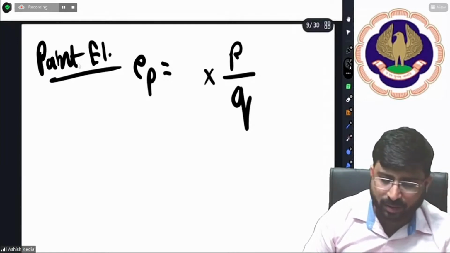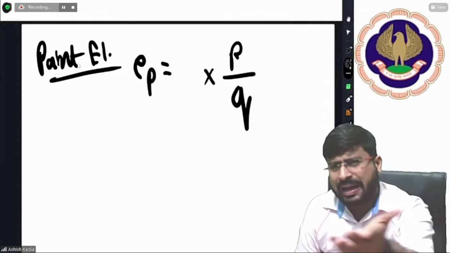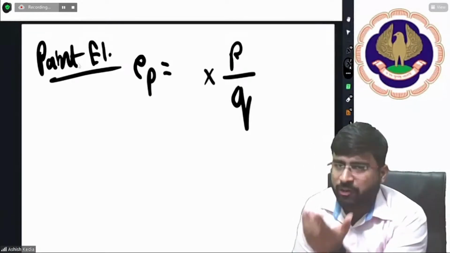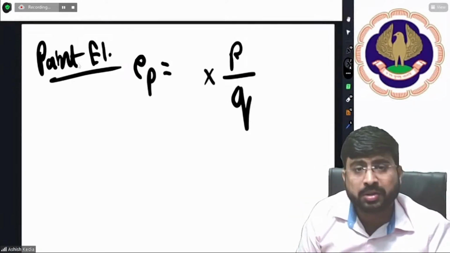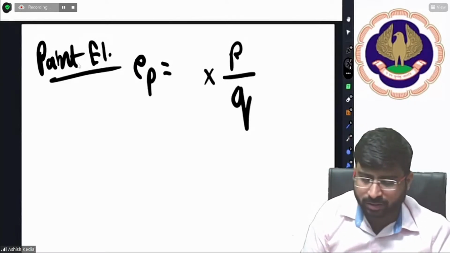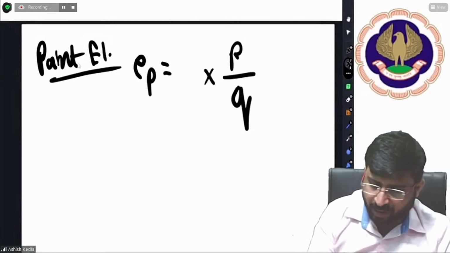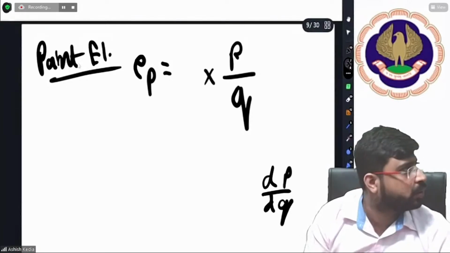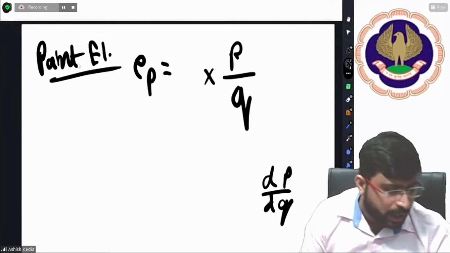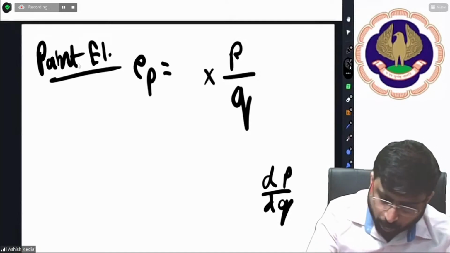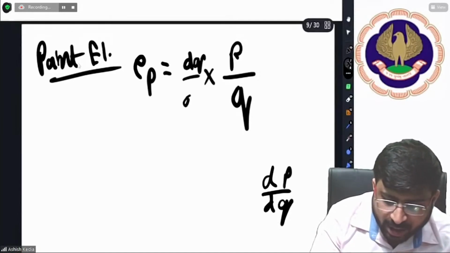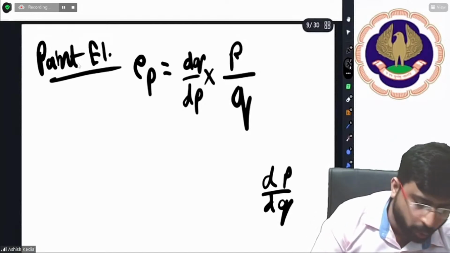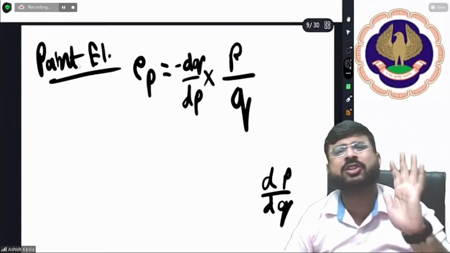And here, in maths, you must have done derivatives. If not done, you will soon do derivatives. It is a part of calculus. So if you differentiate p by q, it becomes dp by dq. And if you reciprocate it, it will become dq by dp. And just you put a minus sign. So just this much you remember.